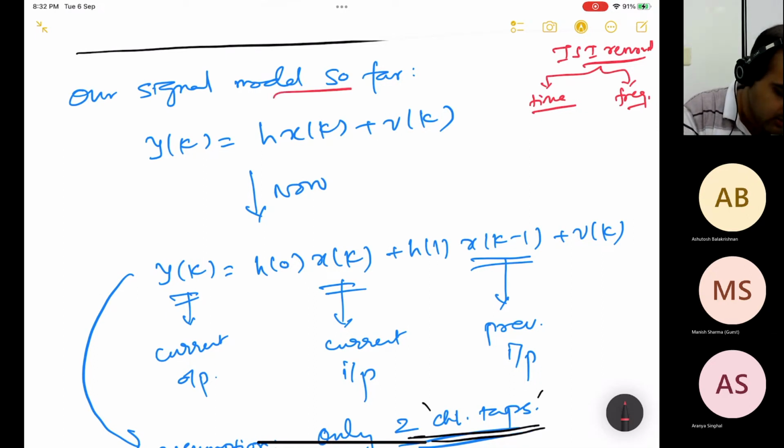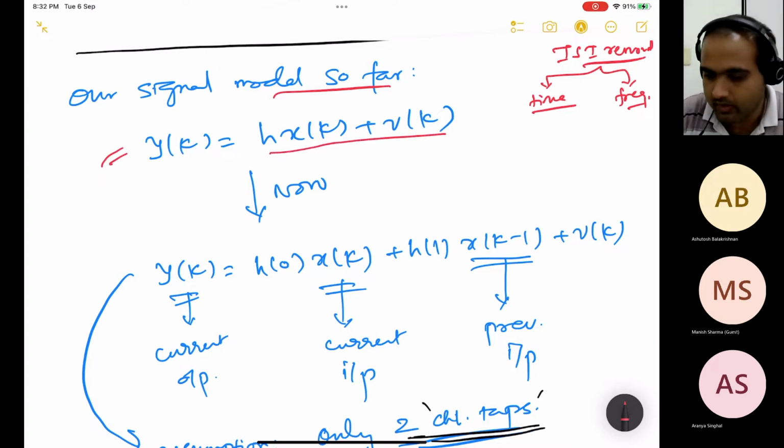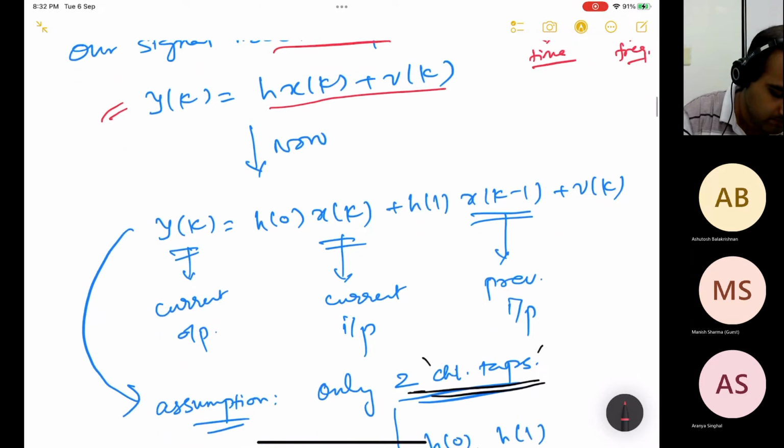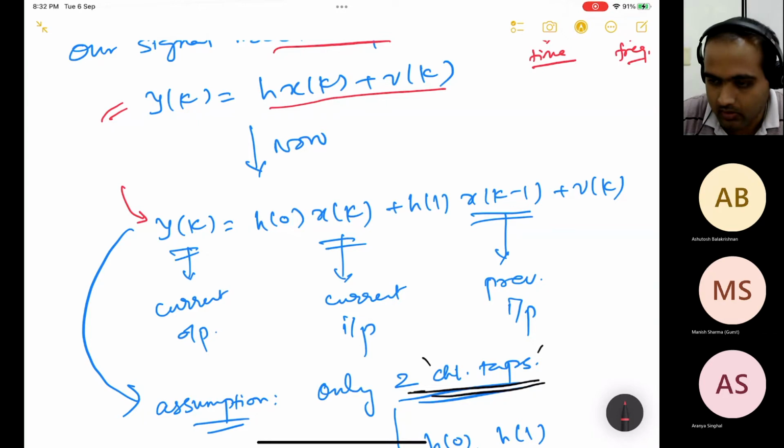So far we had the signal model yk equals h xk plus vk, where h is my channel CSI, which we had to estimate, x is my pilot symbol, and v is my AWGN, Gaussian noise. y is my observation. But now we will have a modified signal model.